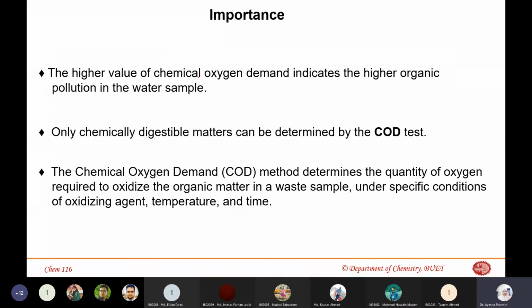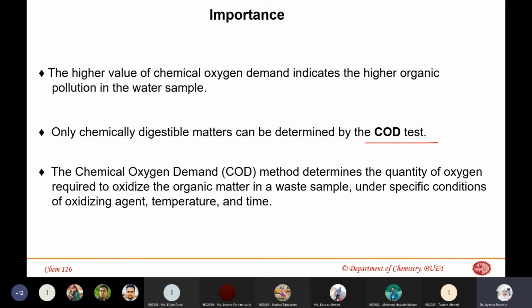So the higher value of the chemical oxygen demand, COD, indicates the higher organic pollution in the wastewater sample. Not only organic, there are lots of other pollutants which can get oxidized. Only chemically digestible matters can be determined by the COD test. The chemical oxygen demand method determines the quantity of oxygen required to oxidize the organic matter in a waste sample under specific conditions of oxidizing agents, temperature, and time.